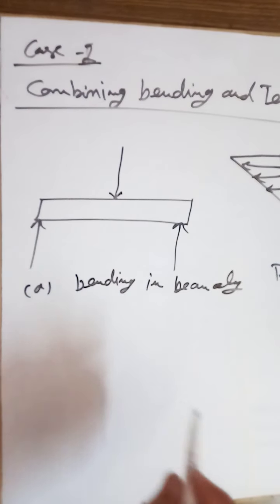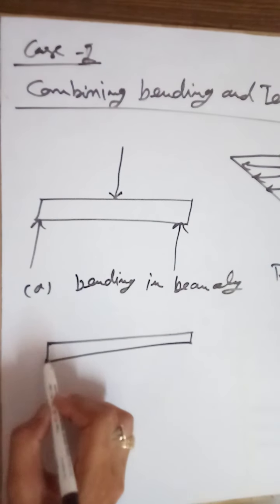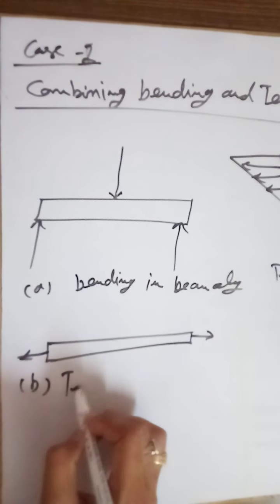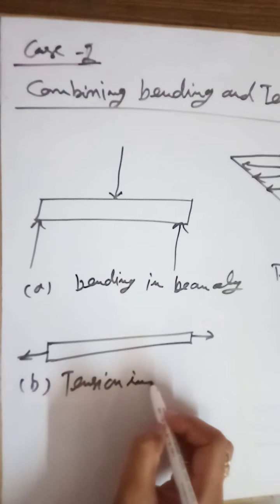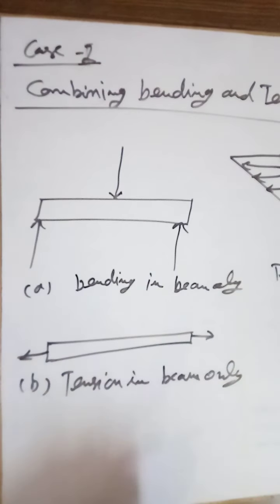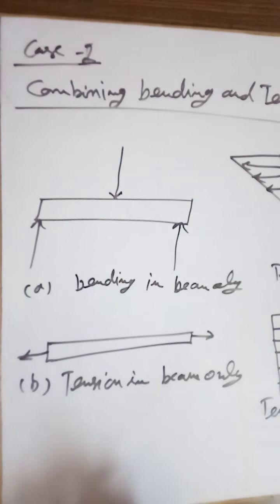Okay, so similarly for the tension in the beam, we will take some beam like this. If the tension is in this beam, so like tension in the beam only. So for this we can have this structure again, because there is only the tension in the beam, so we can have the structure like this. It is tension, so we will have the positive sign.